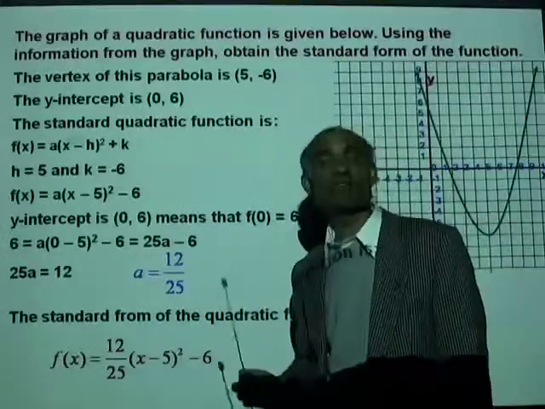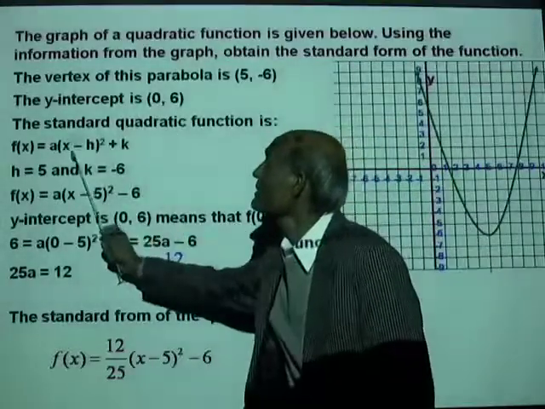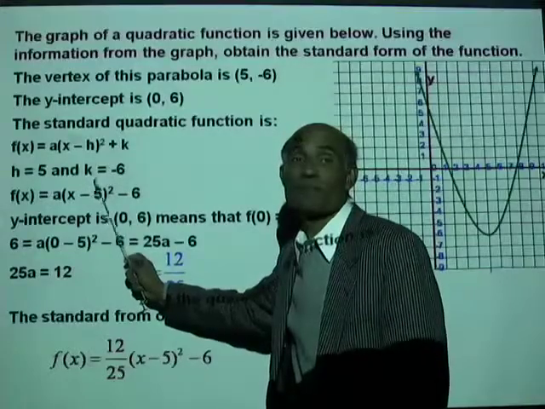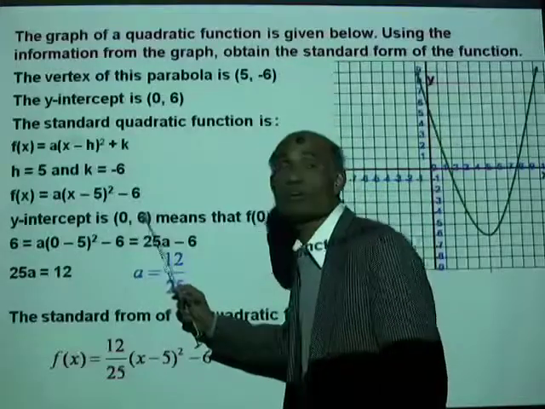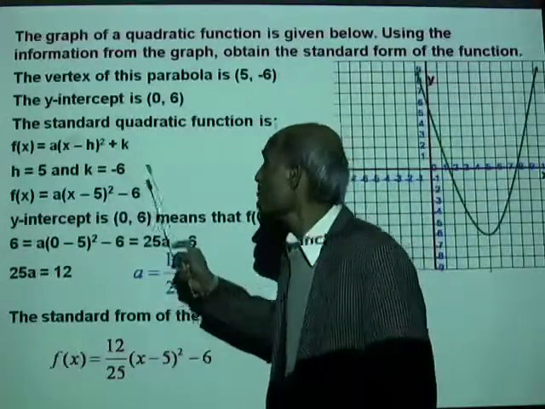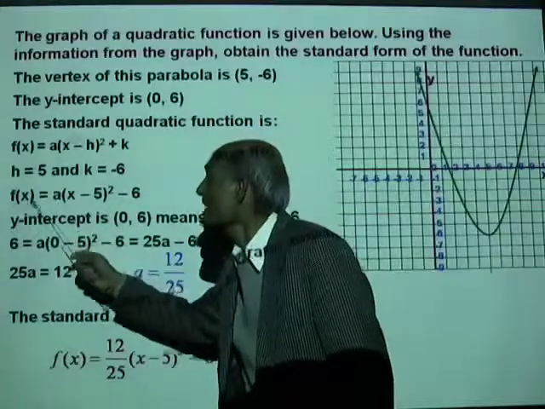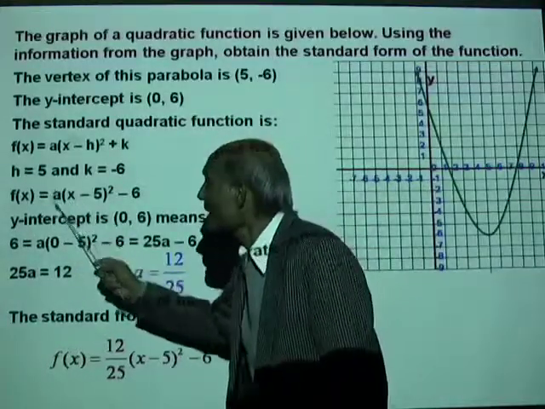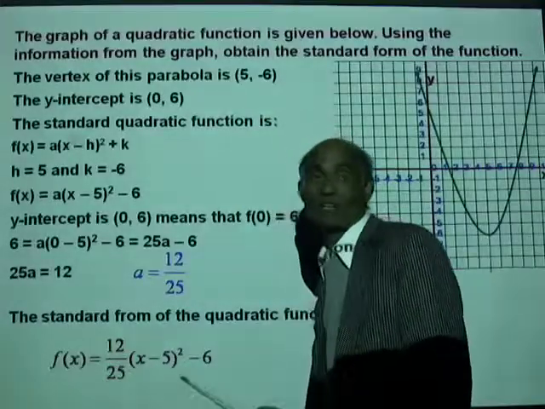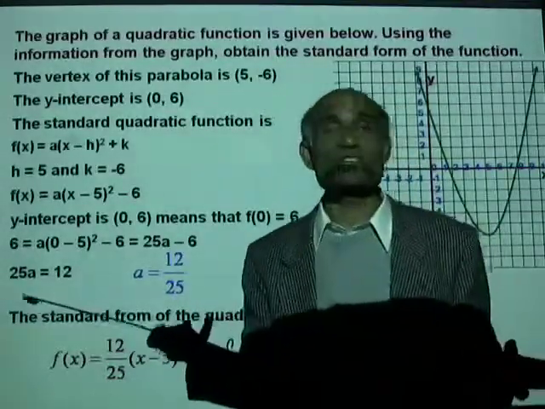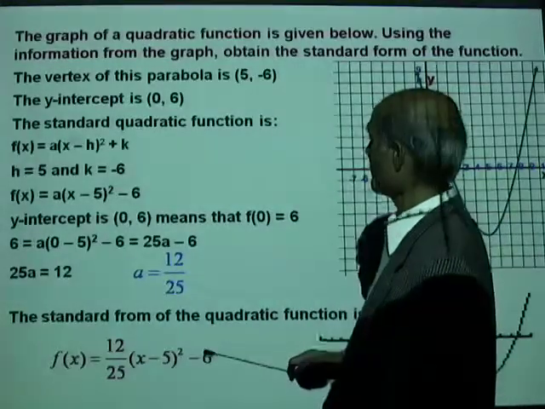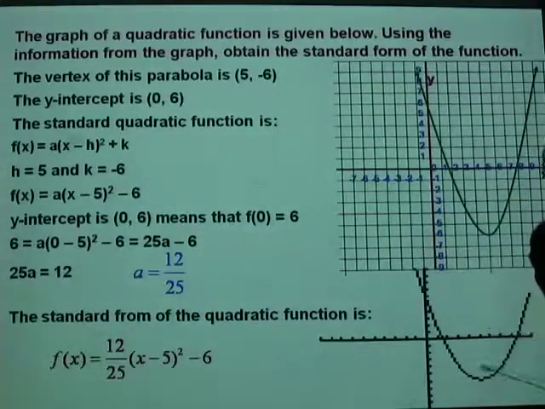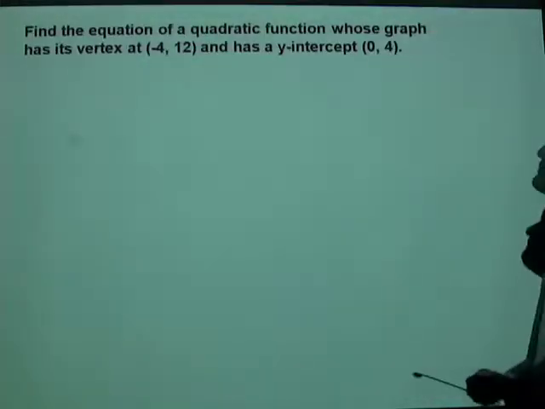So look at the method we used once again. We used the vertex to replace h and k. Then we said we know one point on the graph, which is (0, 6). What does that mean? It means when x equals 0, the function value is 6. Use that to find the value of a, and put it all back, and we have the standard equation for that parabola. And that is the equation of that parabola, which is the same as the one we had.